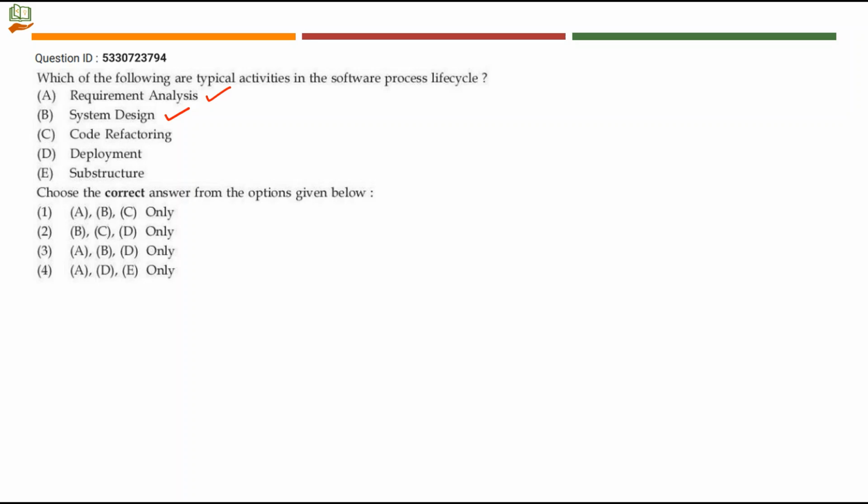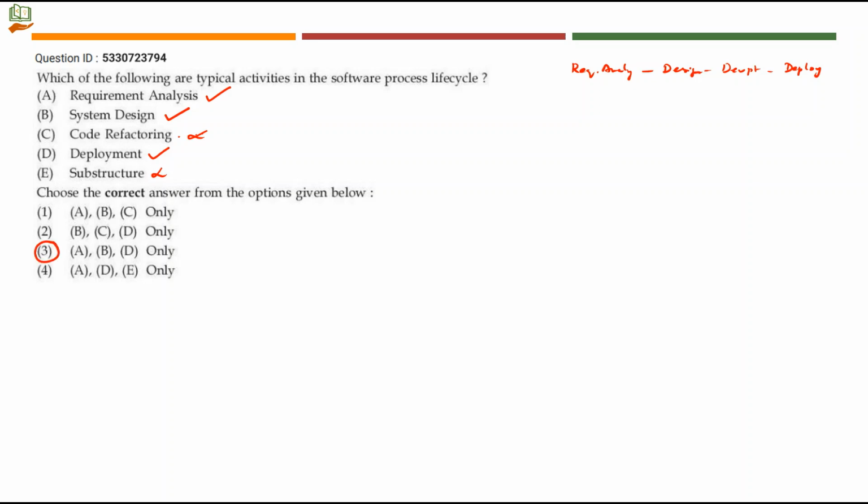What about code refactoring? It is not. What about deployment? Yes, it is there. And what about substructure? It is not there. So the typical activities will usually go for requirement analysis, then you go for design, then you go for development, testing, and then we go for deployment and maintenance. So we don't have code refactoring and substructure in this sequence. Option number 3, A, B and D only will be the right answer.